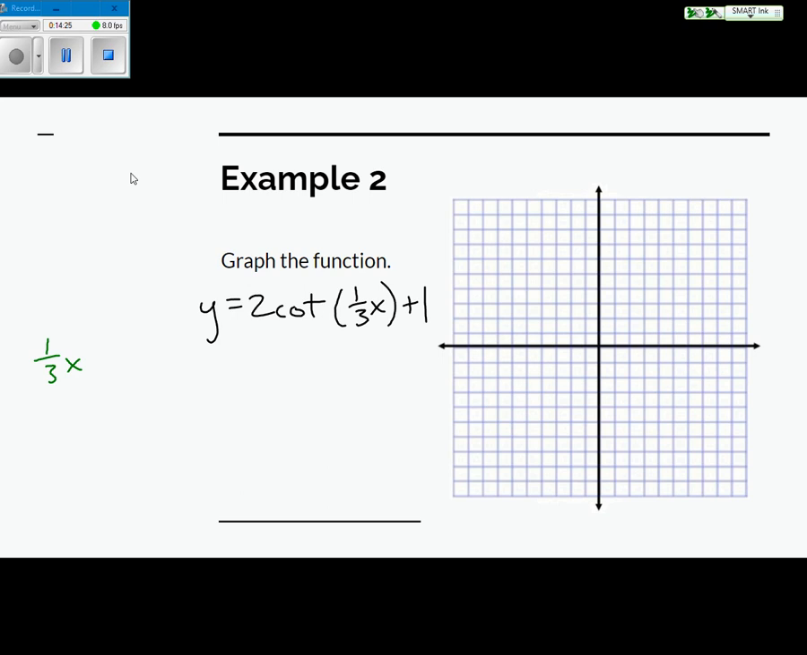For instance, look at this one. If I take this 1/3 x and set it equal to where that first asymptote was on that cotangent function we just did, it's going to be at 0 instead of negative pi over 2 this time. It's at 0. I'm going to recap that in just a minute. Multiply both sides by 3, and I still get 0. So actually, this one did not move, but I assure you the next one will.